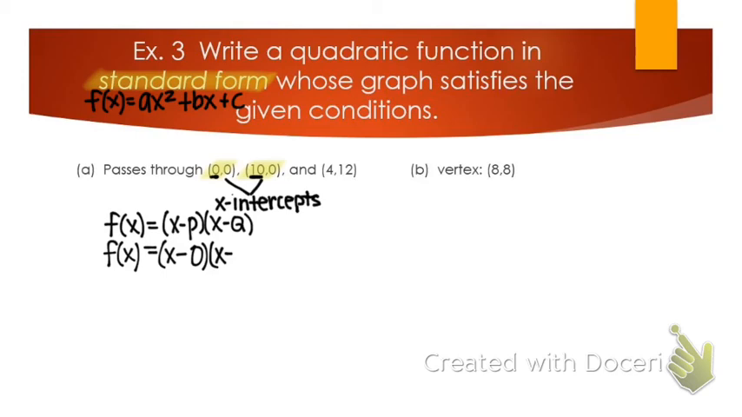So x minus 10. Now, you see two binomials here that are being multiplied. You have to go all the way back to the beginning of chapter 7. How did we learn to multiply two binomials?